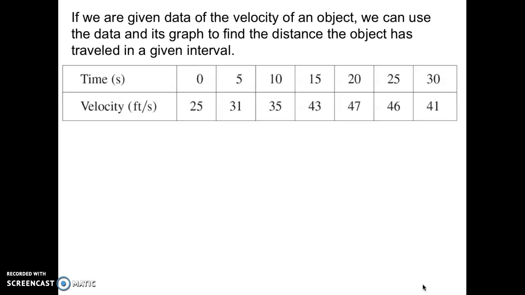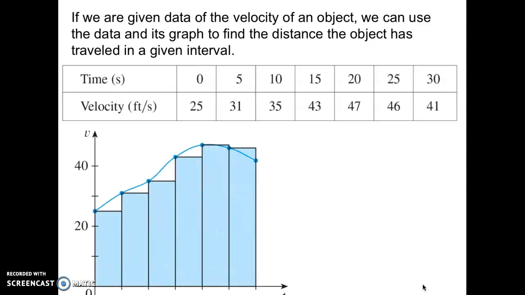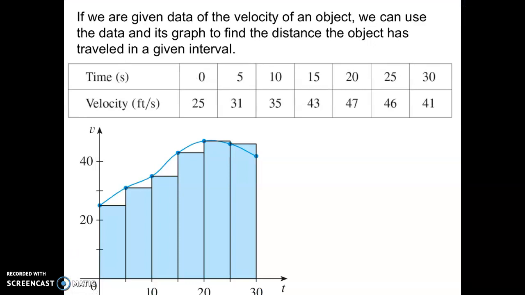So right now, let's look at another example. Again, we don't have an actual formula for this function. All we have is some data. If we're given the data of the velocity of an object, we can use the data and its graph to give a good approximation of the distance that the object has covered or traveled on this given interval of 30 seconds. If we look at this, you can see that I drew an LRAM. I only have the data that we have above. So this is all I have to work with.